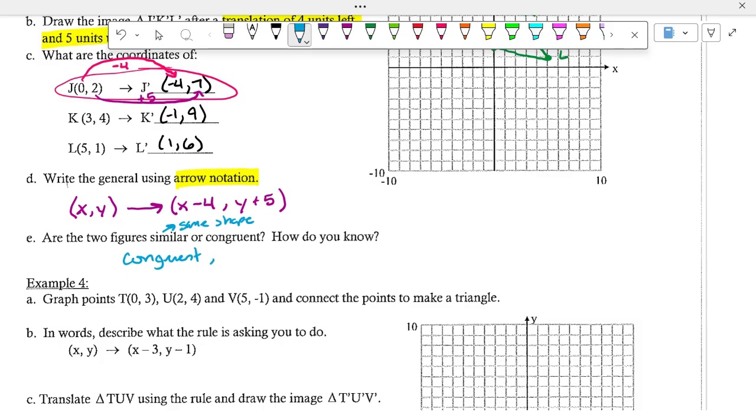And we know because a translation is a what? What's the word for a translation? What type of motion is it? Starts with an R. We just talked about it. It's a rigid motion. So it's congruent because it was a rigid motion.